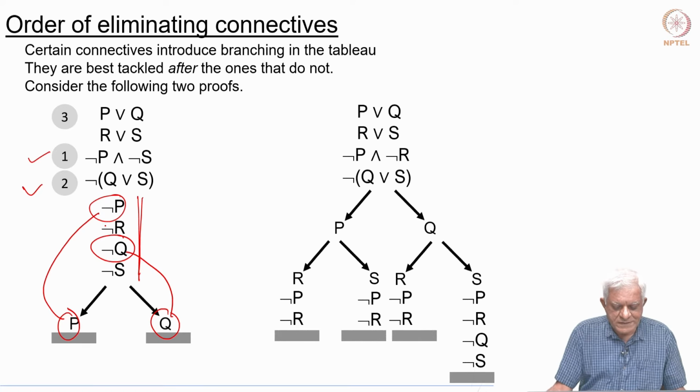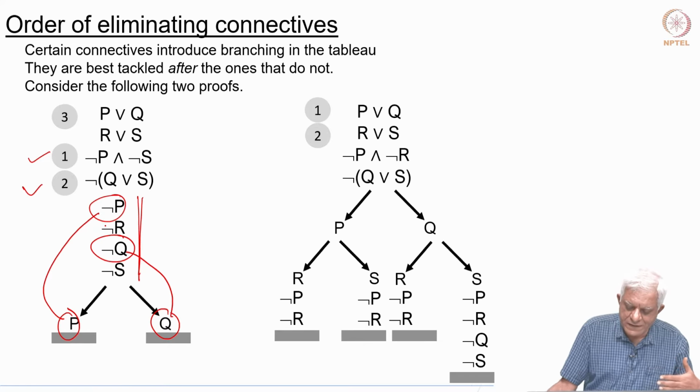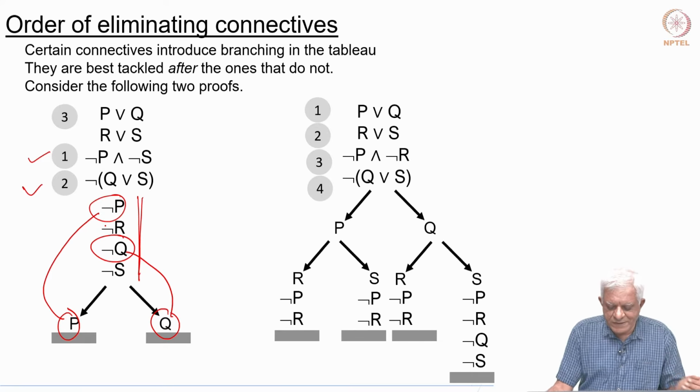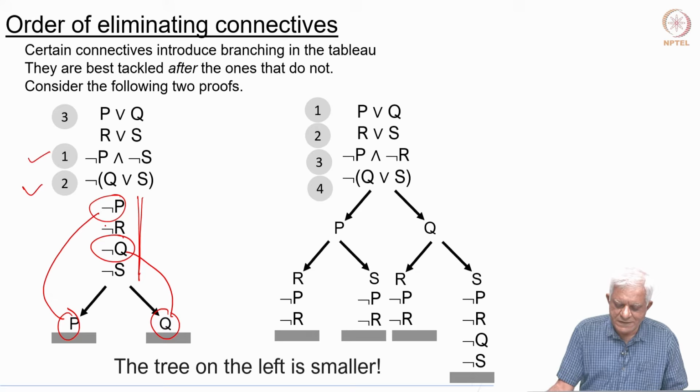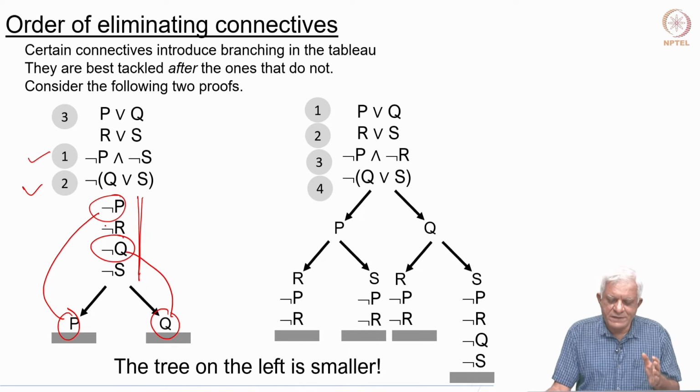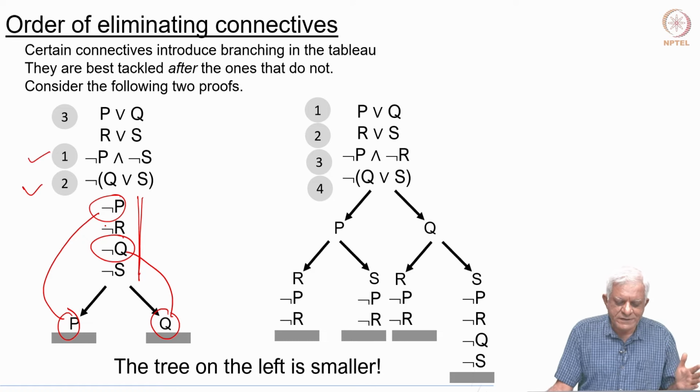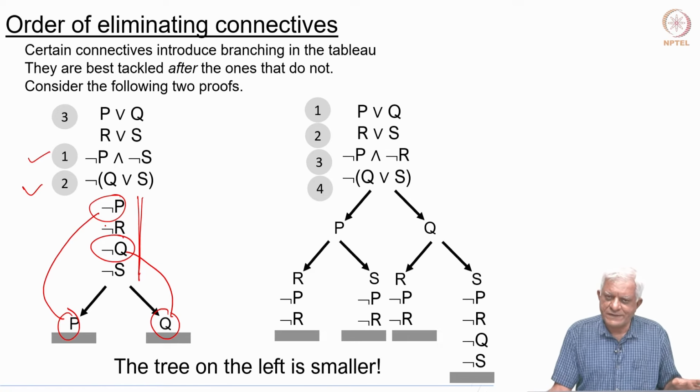tableau structure. But if we had processed them in the order in which the formulas were given to us, you can see that you will get a slightly bigger tableau essentially. So, a nice heuristic to have is to process the formulas which do not include branching first, and then go to the formulas which include branching. As you can see, the tableau on the left hand side is smaller than the tableau on the right hand side.